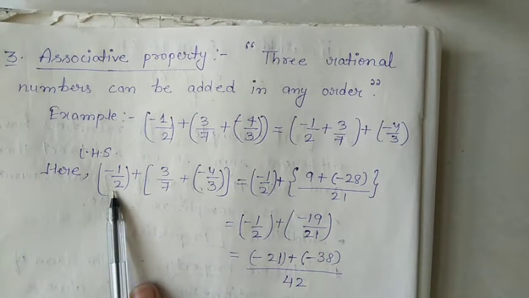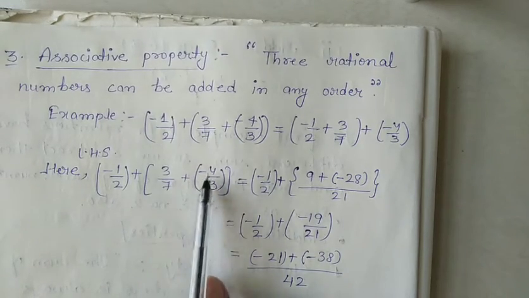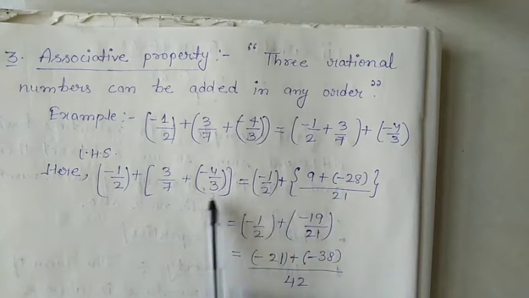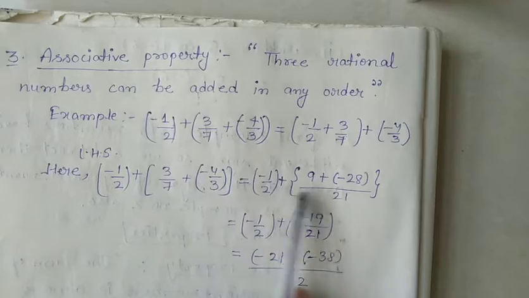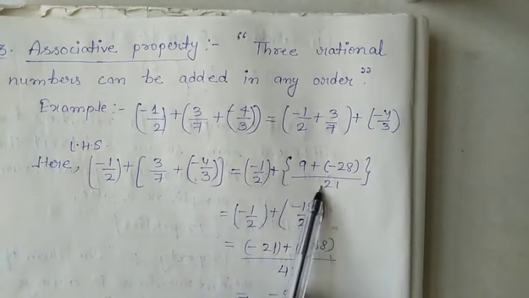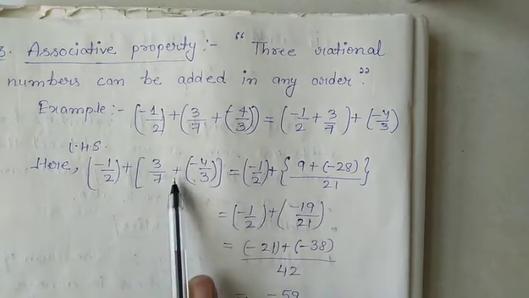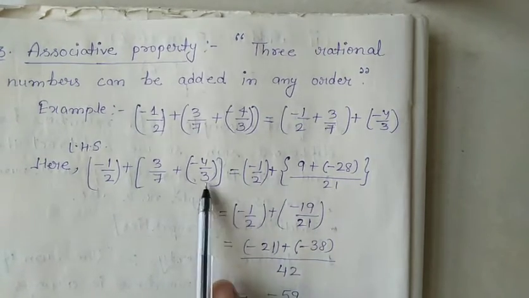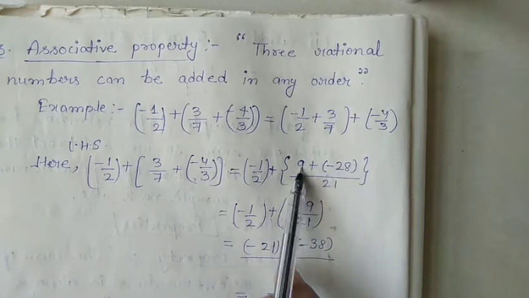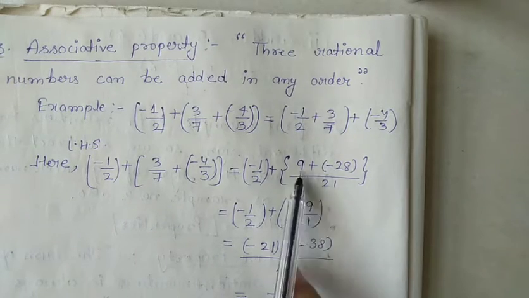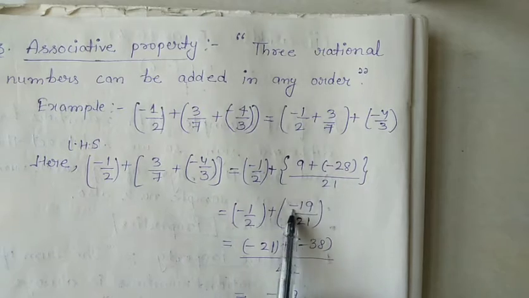Here we solve the left hand side. Minus 1 by 2, we always write a negative number in bracket, plus 3 by 7 plus minus 4 by 3 is equal to, we write this as it is and we solve this by taking the LCM. LCM of 7 and 3 is 21. 21 divided by 7 is 3, and 3 into 3 is 9. Then plus 21 divided by 3 is 7, and 7 multiplied by minus 4 is minus 28. Now 9 and minus 28 is minus 19, because these numbers have different signs, so we subtract and put the sign of the greater number.